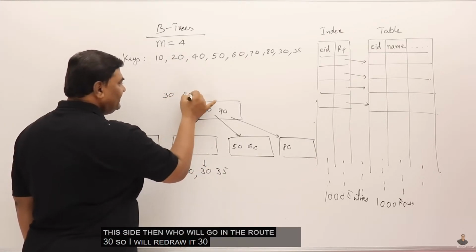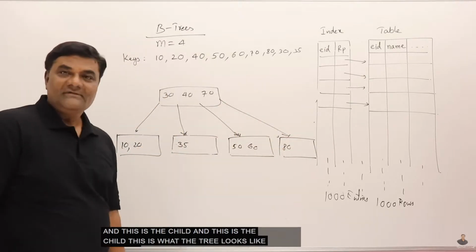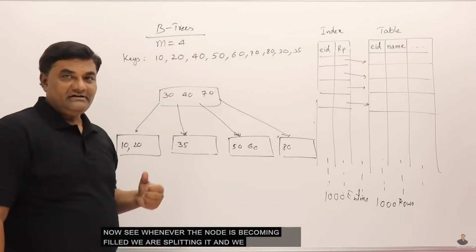30, 40, and 70. I'll remove this. Watch it. This is the child, this is the next child, this is the child, and this is the child. This is what it looks like now. So whenever a node becomes full, we split it, and we send one of the keys up to the parent. Now we try to fill a few more keys here, and let's see.